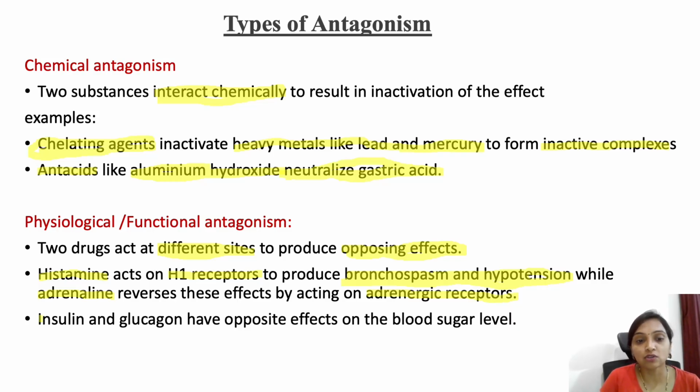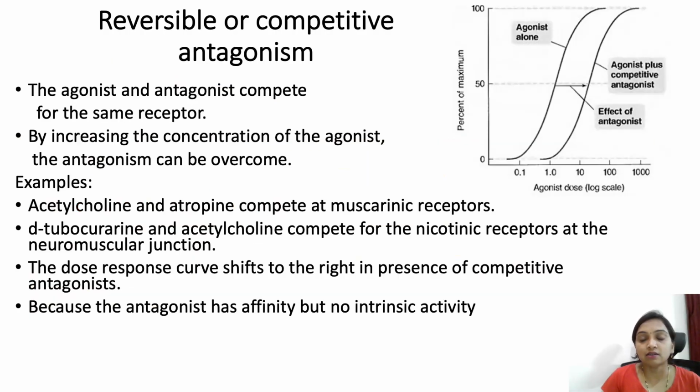Similarly, on blood glucose level, insulin and glucagon also have opposite effects. They also act on different receptors. Moving on to pharmacological antagonism, which is very important. The first one is reversible or competitive antagonism. In competitive antagonism, as the name suggests, the agonist and the antagonist will compete for the same receptor.